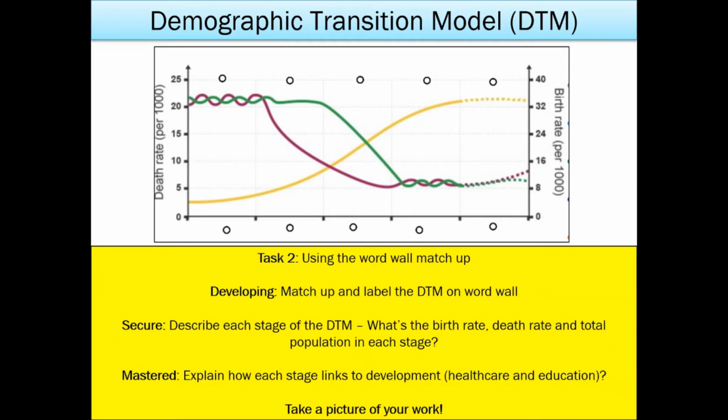Okay, so they may have very poor healthcare and very limited education, and that's how you link it to their development, and you do that for each stage.